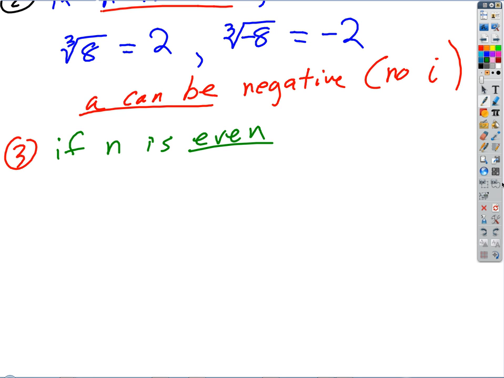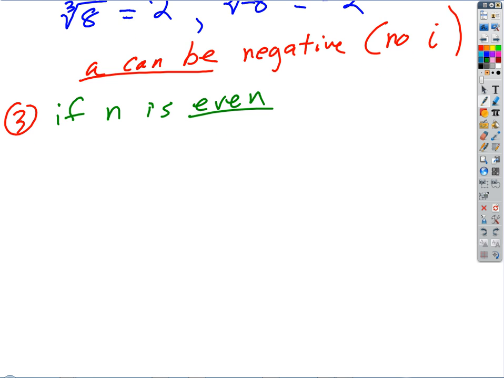Man, if n is even, we do have to be a little careful. If n is even, then first of all, if we're looking for real roots, we can't put a negative number in there, can we? Because we're going to get i's, right? So if n is even, then we get some other things we have to worry about.